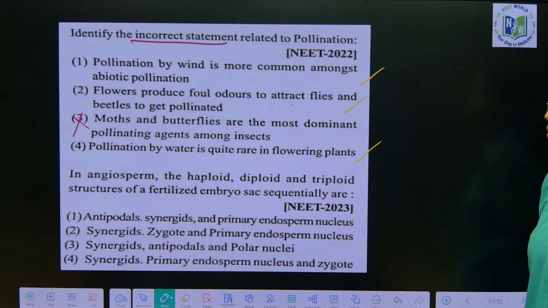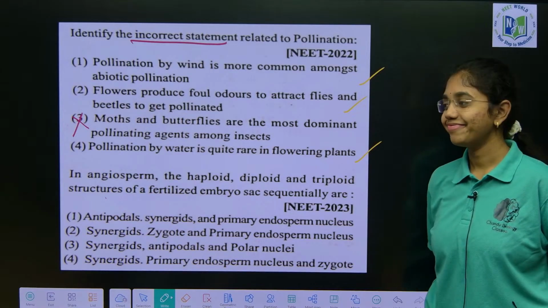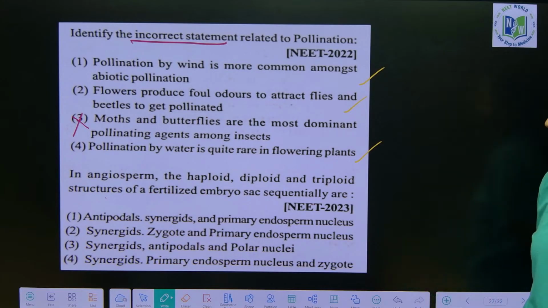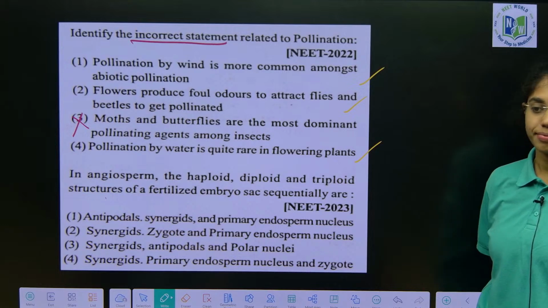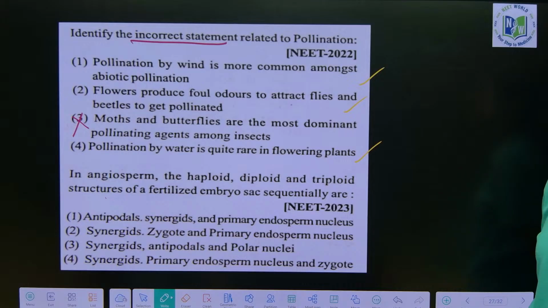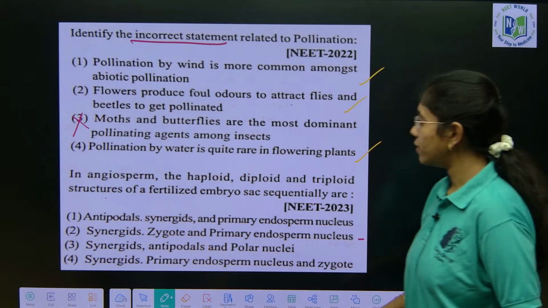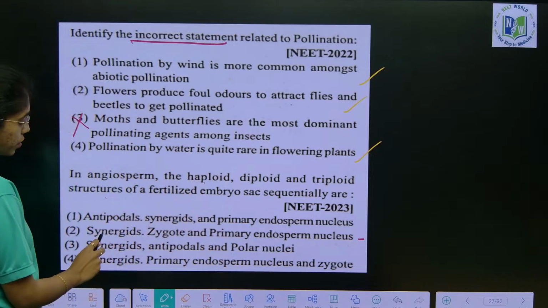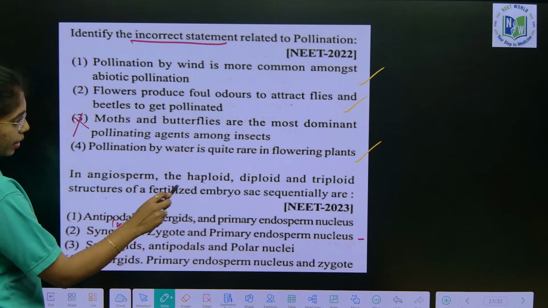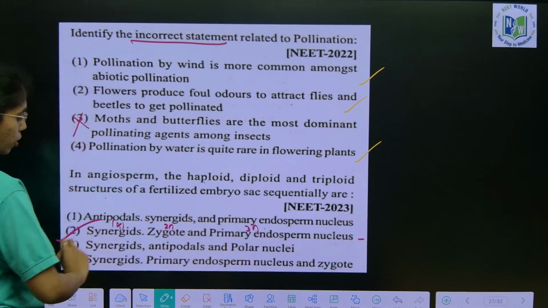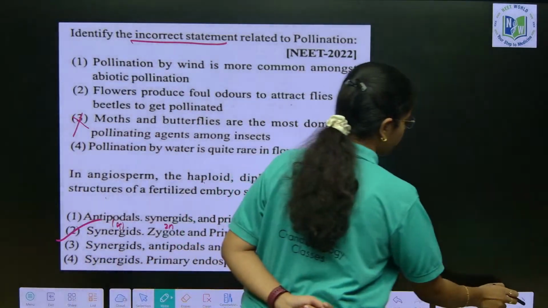Abdul, it's your turn now. You can do it. You think, okay, we'll see. What is your answer? Haploid, ploidy of synergids is haploid. Diploid, zygote. Triploid, primary endospermic nucleus. Option 2. Don't be doubtful, be confident. Huh? Next.